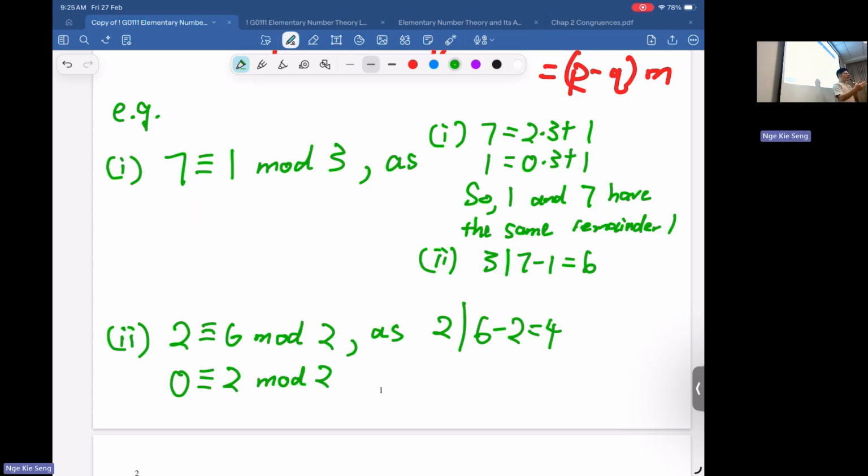0, 1, 2. How about 3? Can you get 3? No. Why? Because you can push it to the quotient. Okay, you can push it to the quotient. So really, there are only 3. We call it equivalent classes. All of them will be equivalent to either 0, 1 for the mod 2 case, or for the mod 3 case, you have 0, 1, 2. All of them will be equivalent to one of these 3, one of the remainders.